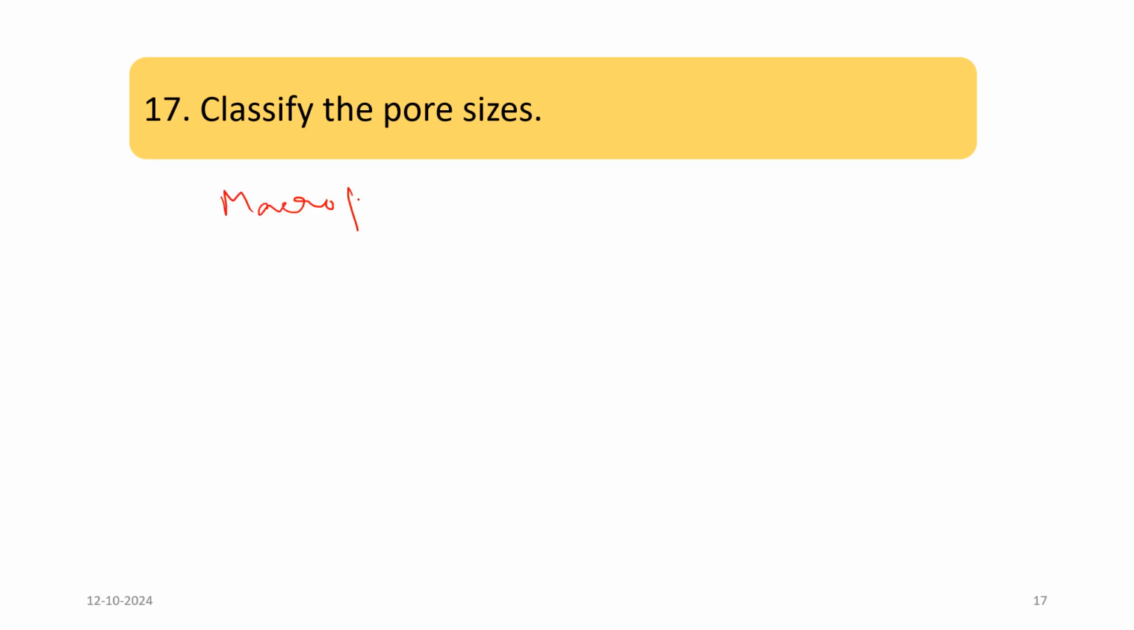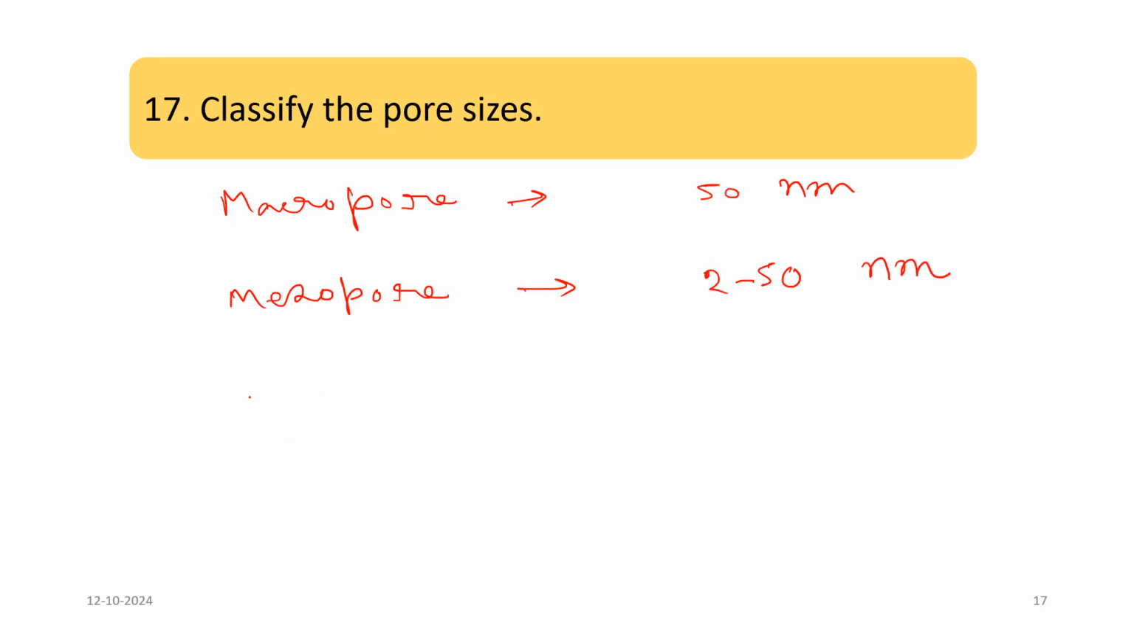In the mesopore, the diameter range is between 2 to 50 nanometer, and in the micropores, the range is less than 2 nanometer. Okay. So this is the differentiation or classification based on the pore size of the adsorbent.